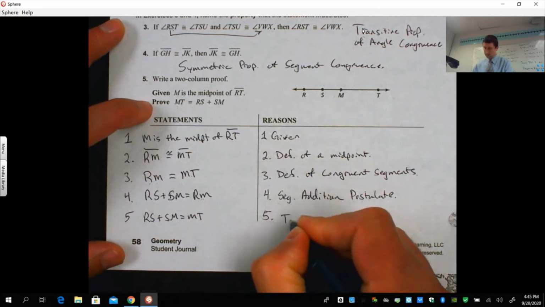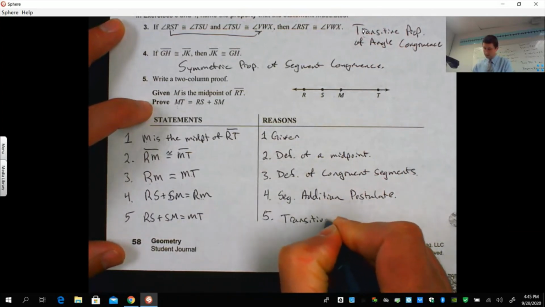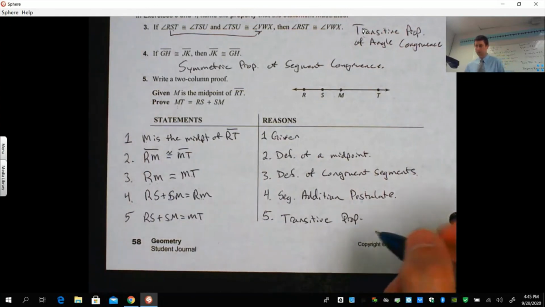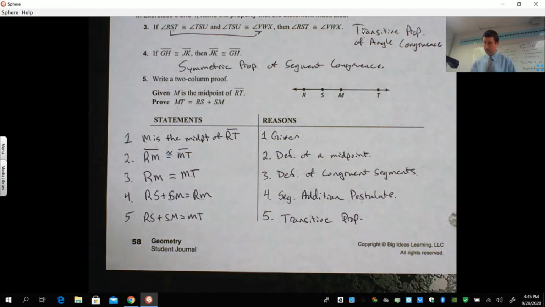That was, again, our transitive property. You can make a case it is a substitution, but I think transitive is normally the one that they're going to accept there. Okay, so these are the lessons that are definitely helpful to do your homework in class.